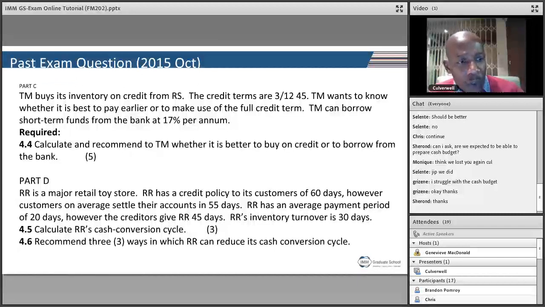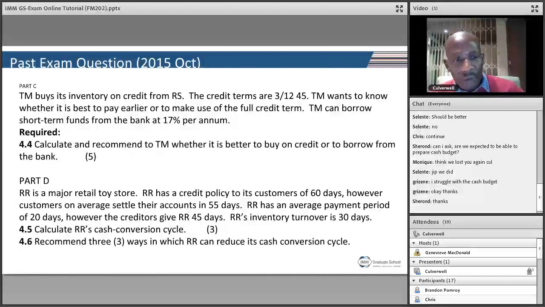Can you kindly respond to part D? I just want the first part, question 4.5. RR is a major retail toy store. RR has a credit policy to its customers of 60 days. However, customers on average settle their accounts in 45 days. RR has an average payment period of 20 days. However, the creditors give 45 days only. RR's inventory turnover is 30 days. Can you calculate the cash conversion cycle following the concept I just explained?